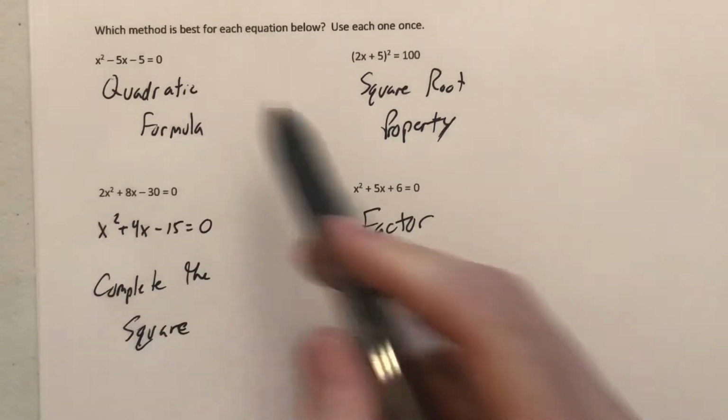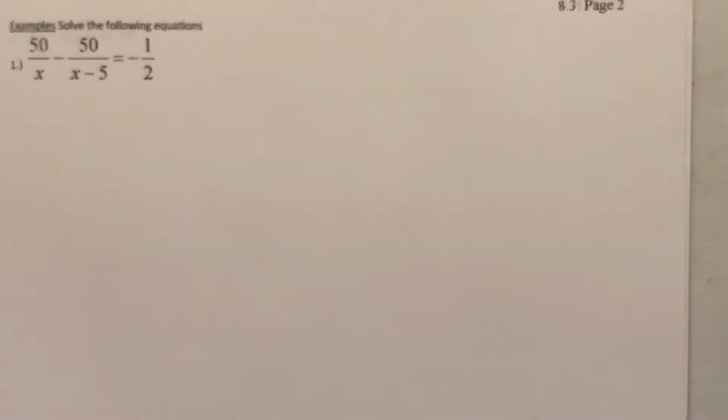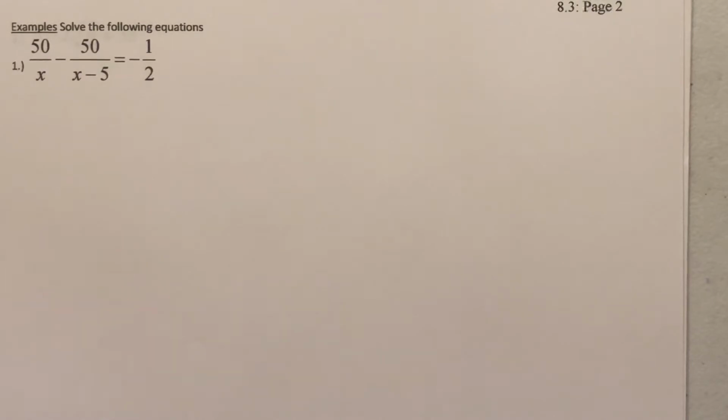So that's kind of the checklist, the mentality you want to use when looking at a problem and determining what approach you would want to use. So let's look at some problems here. This first one, this is going to be a throwback. This is a rational equation, so this would be like a chapter 6 problem.